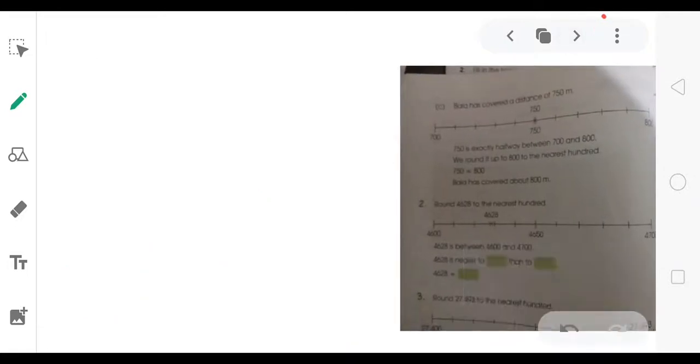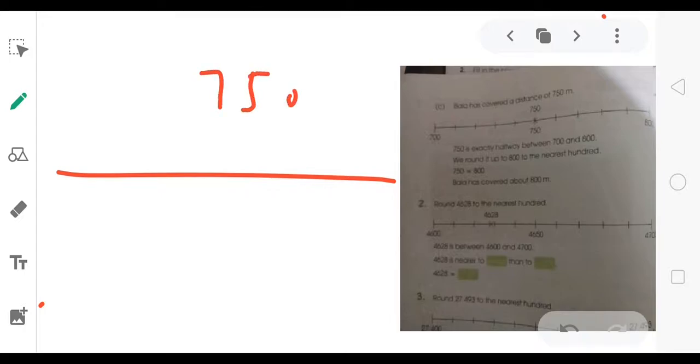Now come to the next part, part C. On the next page, open the page. Bella has covered a distance of 750 meters. What you have to do again: 750 comes between which hundreds? 700 and 800. Ones, tens and 100.